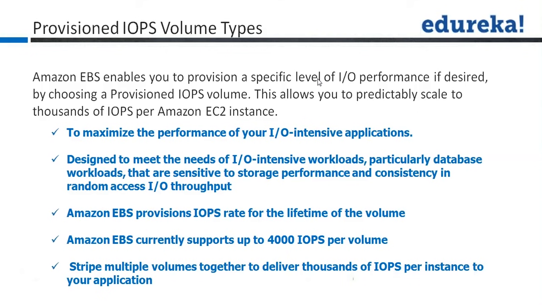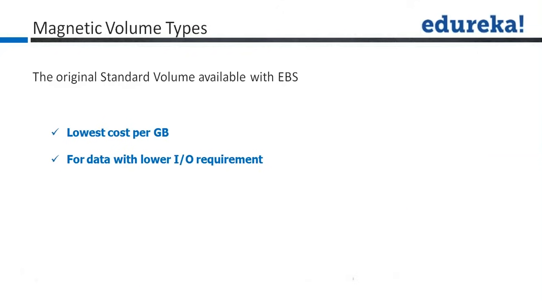a general purpose volume, it would provide you only 150 IOPS. But you can just go and provision 50 GB with 1000 IOPS, and then you would be getting those IOPS over the lifetime of your volume. So here the provisioned IOPS would be helpful where you want to provision dedicated IOs for your case.